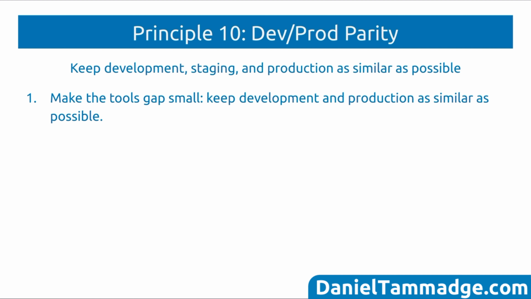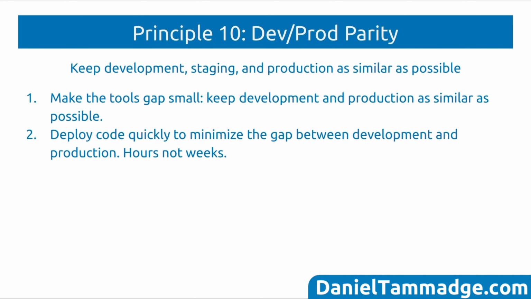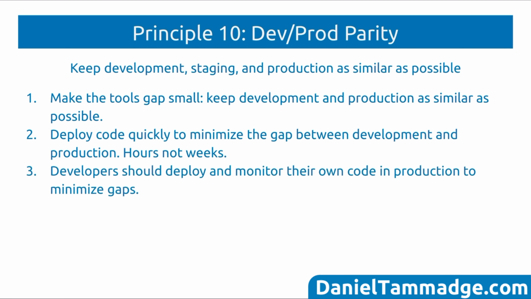This principle also states that code written should be deployed to production as quickly as possible, which therefore means that lead time should be as short as possible. It also implies that the people who write the code should be the ones deploying, running and monitoring the applications in production.